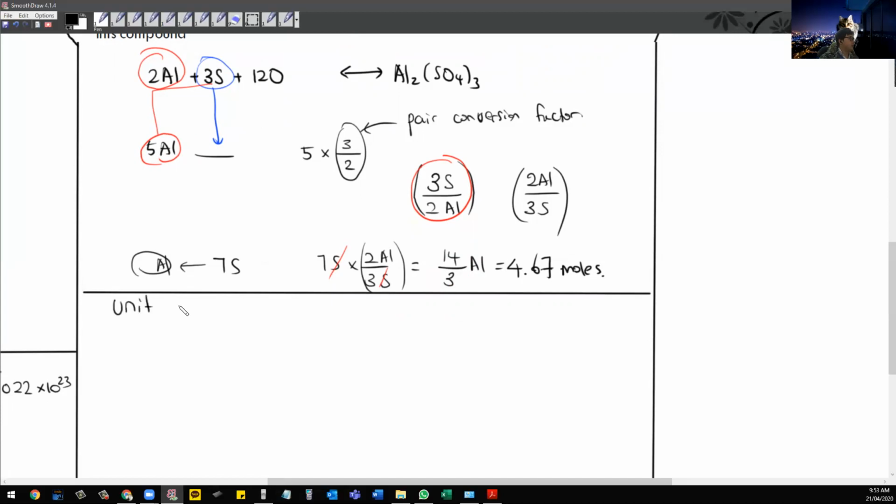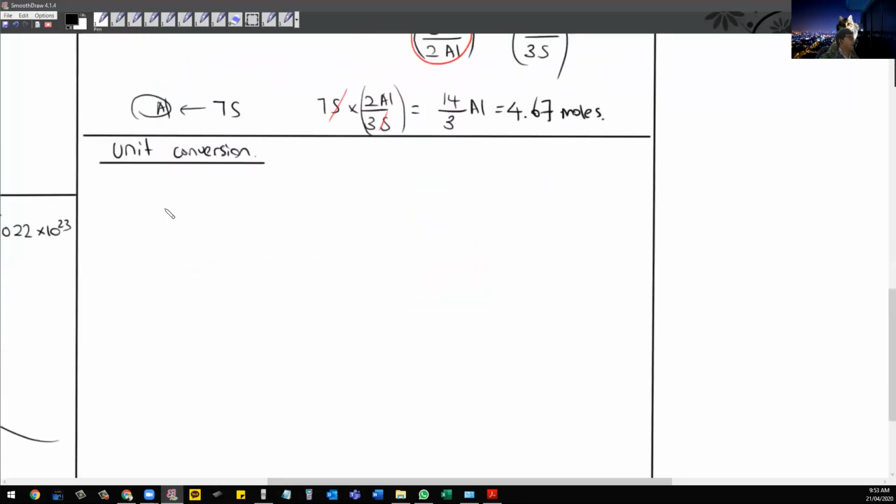Unit conversion is really important in both physics and chemistry. Let's say, just a very simple example, you have 100 kilometers per hour. So let's say you're going to Sydney, driving at 100 kilometers per hour. Can you guys figure out approximately how many meters you go in 1 second?